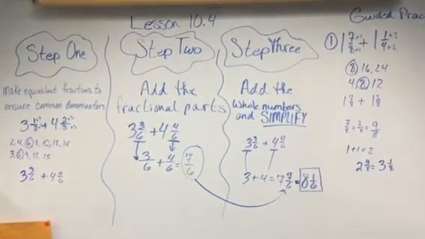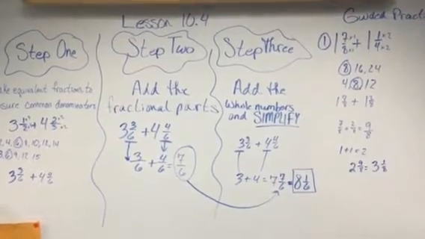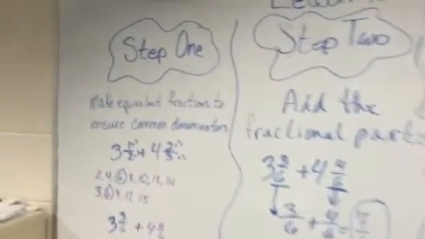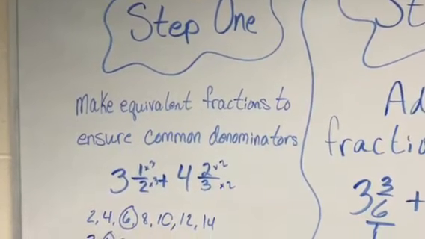Lesson 10.4, Adding Mixed Numbers. Once again, this procedure can be done in 3 simple steps. Let's look at step 1. Make equivalent fractions to ensure common denominators.